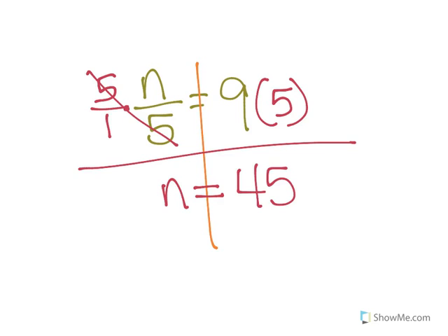45. Plug that back in to make sure that we're correct. It said n divided by 5. Well, what did we say n was? We said it was 45. Well, what's 45 divided by 5? 9, which is exactly what that equation said. So we are correct. We solved correctly for n. N is 45.